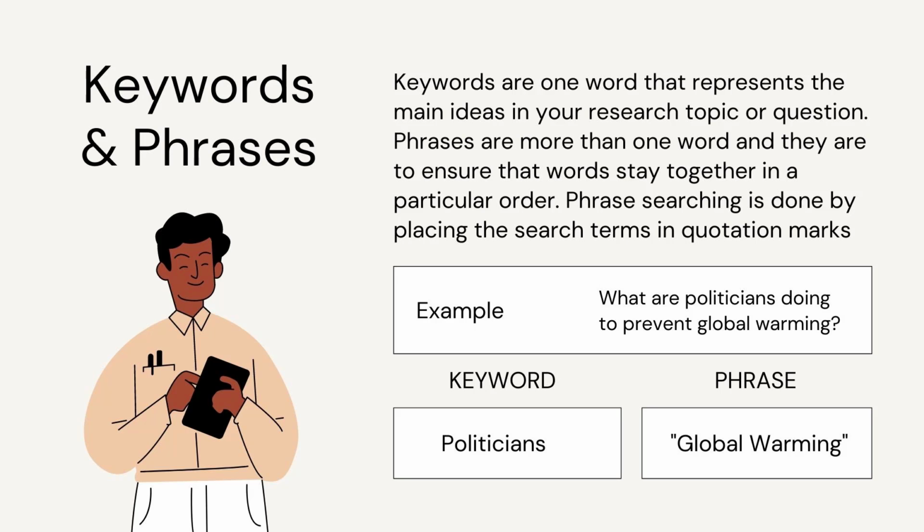Example: what are politicians doing to prevent global warming? The keyword here is politician. The phrase here is global warming, which you put quotation marks on.